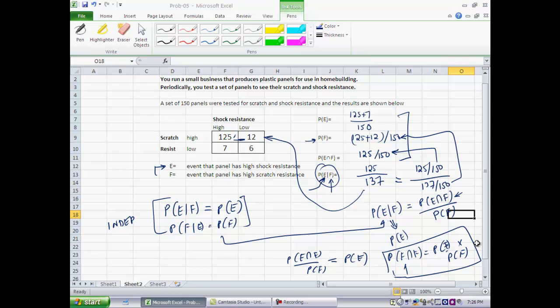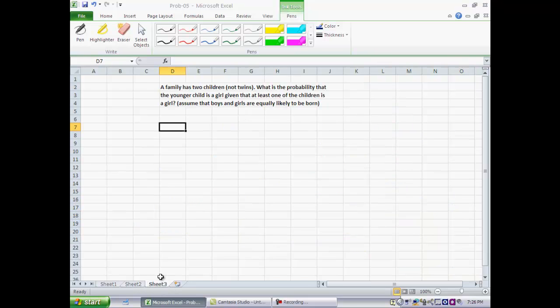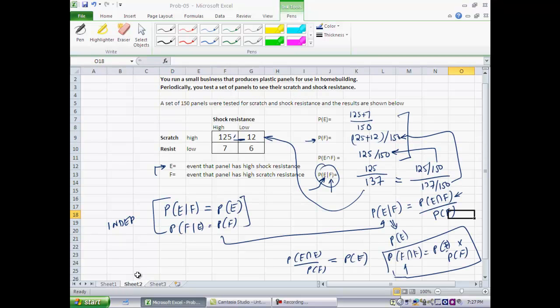Okay, now just for practice, I'm going to state another problem here. A family has two children, not twins. What is the probability that the younger child is a girl, given that at least one of the children is a girl? Assume that boys and girls are equally likely to be born. See if you can come up with the answer. The answer is 2/3, and see if you can come up with the logic that will yield the value 2/3 based on the discussion that we just had in the previous slide.